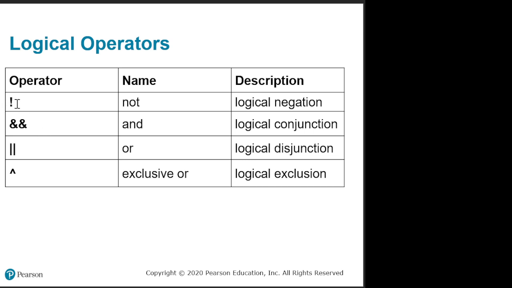So we have not, which is an exclamation point, that negates the truth or falsity of a statement. So if the statement is true, we can read this as not true or not false. And is a conjunction. And means that both sides of the operator should be true. Or is a disjunction, which means that either side can be true, including both. And then the caret, the pipe or here, and then the caret or, which is an exclusive or, also known as an XOR. One side has to be true, but not the other.